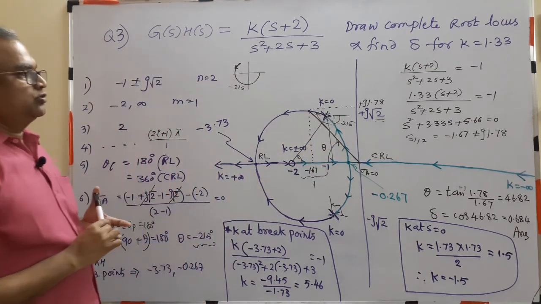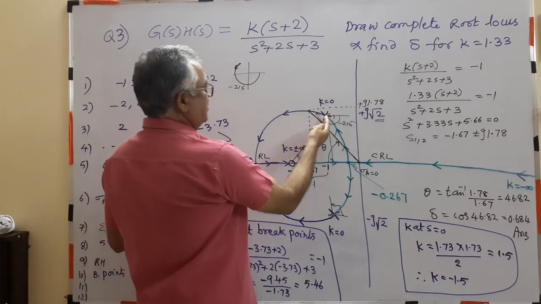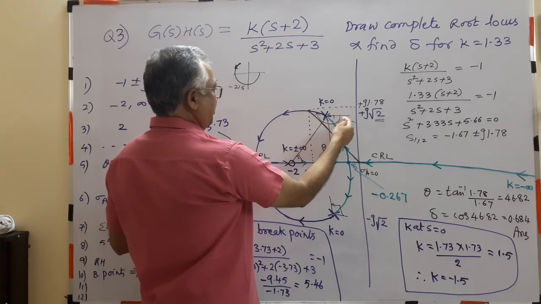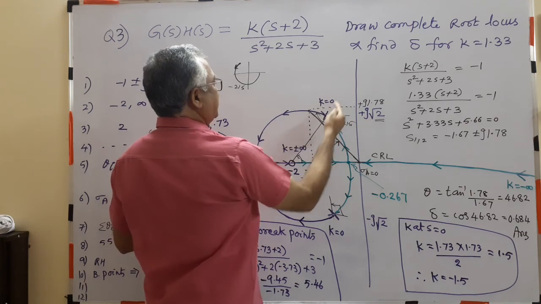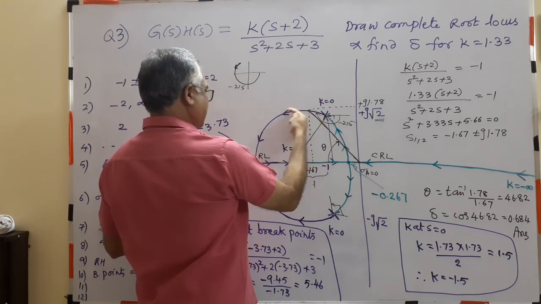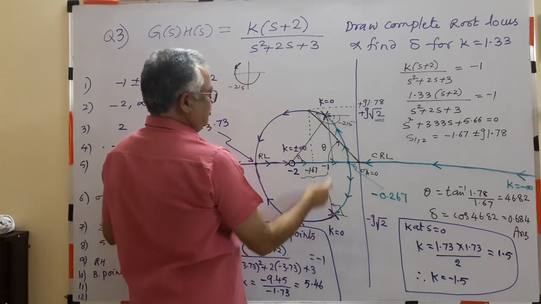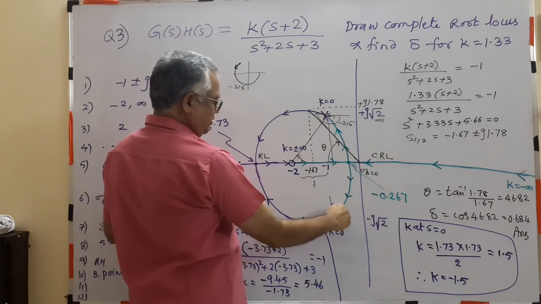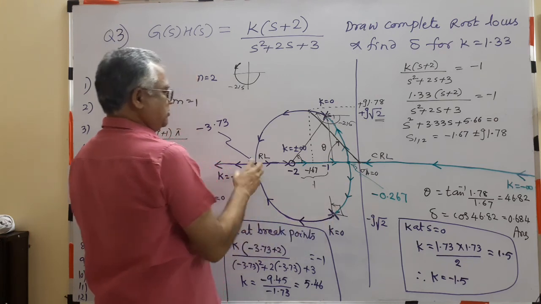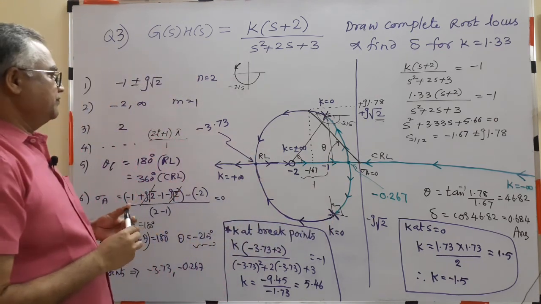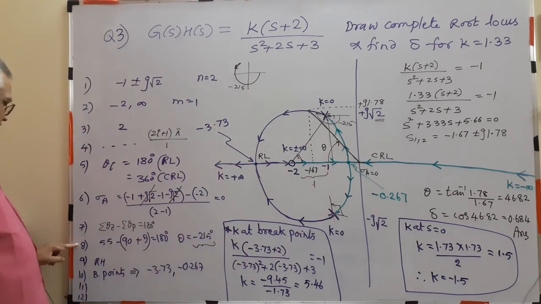That angle is minus 215. So the angle of departure of this pole is minus 215. It is not going this side, it is coming this side. This is the complex conjugate of this, so again it will come like this. If you find this, you need not work out the complex conjugate, the same way you can show it. So that is the 8th point.